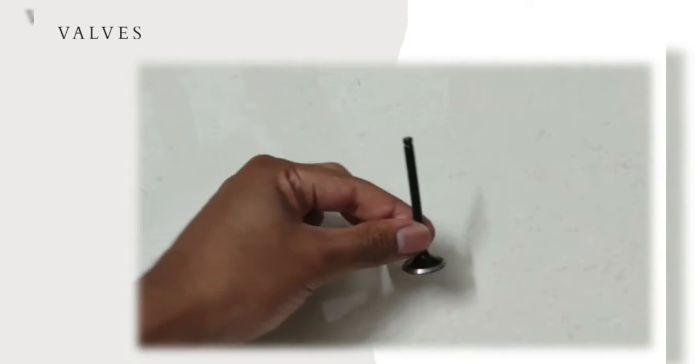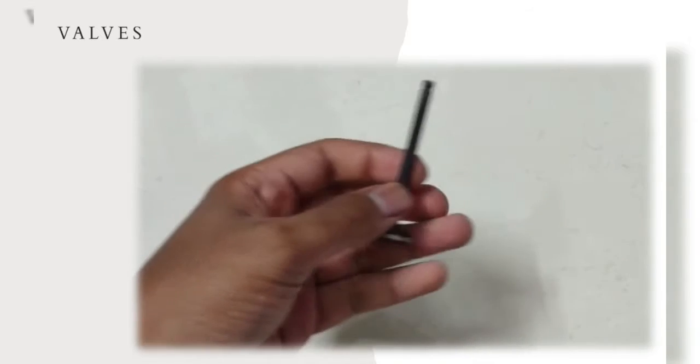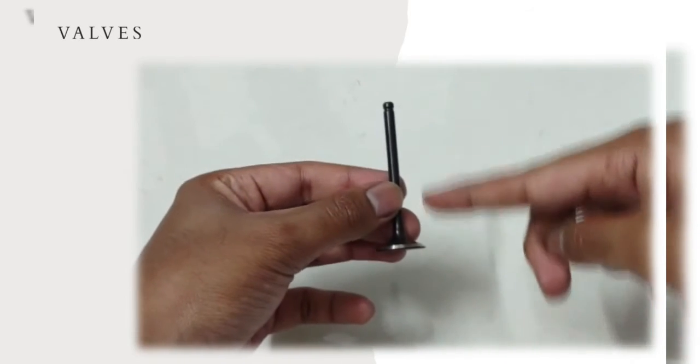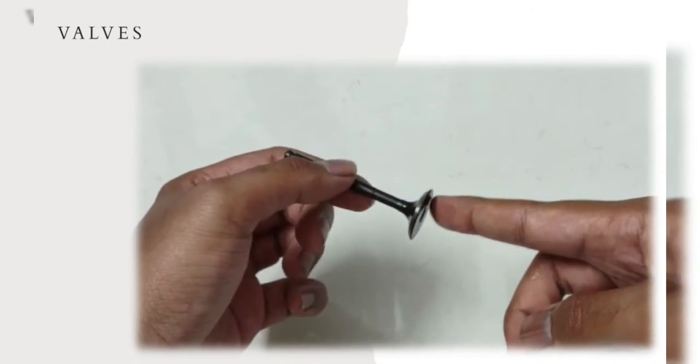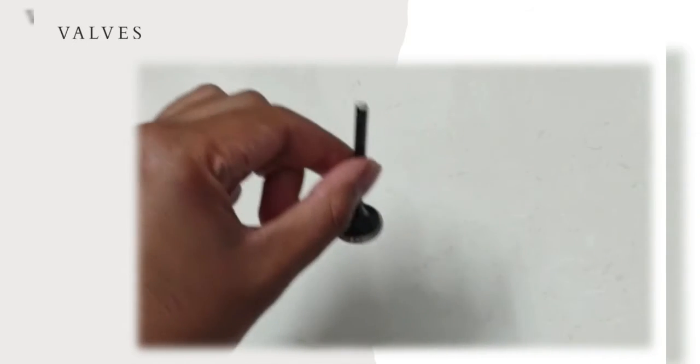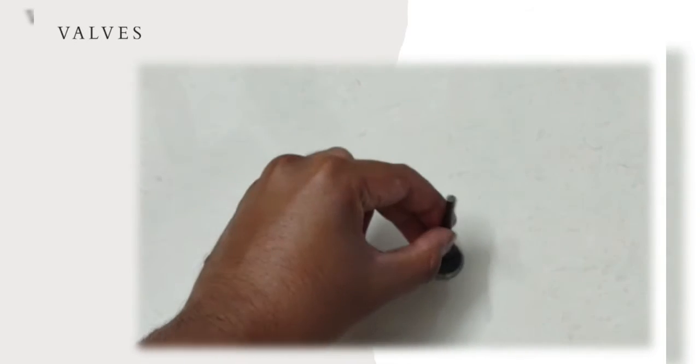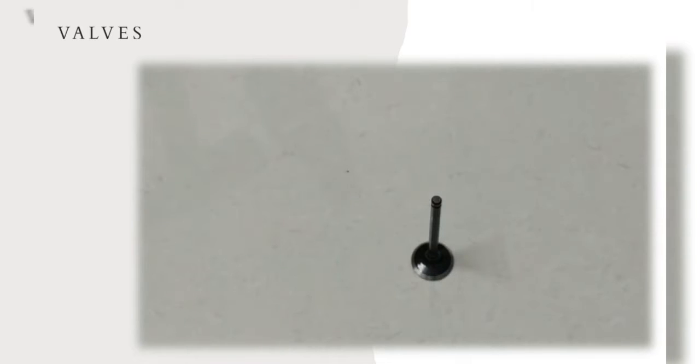The top part is called the stem, this long part, and the bottom part is called the head of the intake valve. The intake valve is used to open up and let in the fuel and mixture, which is then combusted inside the piston chamber.